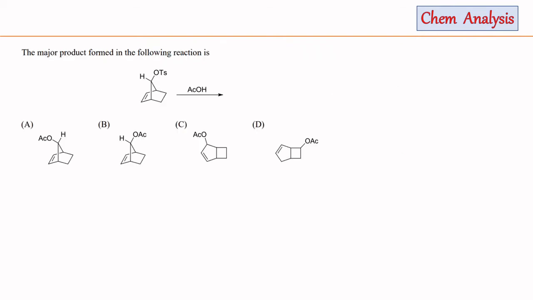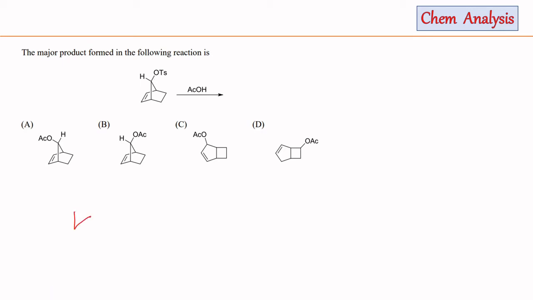In the second question, we have to identify the major product in this given reaction. Here we can see that OTs is a beta leaving group, and at the trans position, or anti orientation, there is a double bond, and it will show its neighboring group effect to eliminate this OTs group like this.